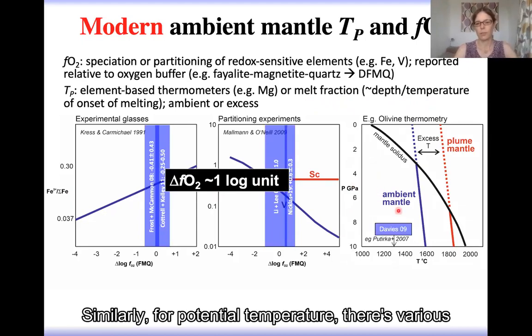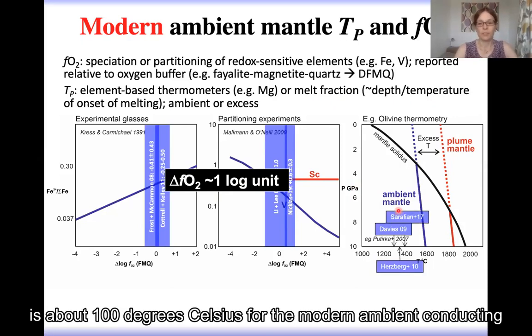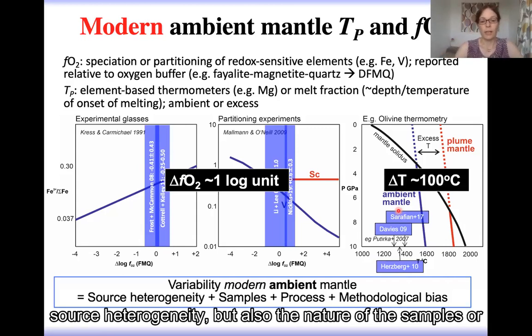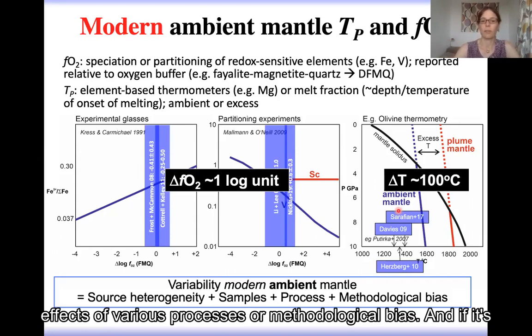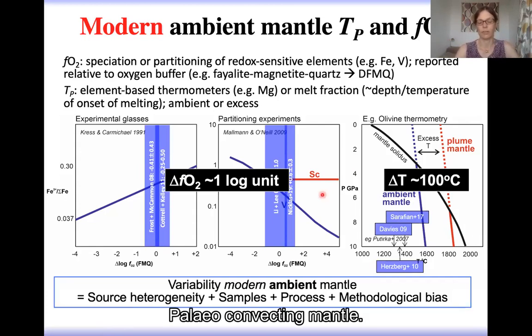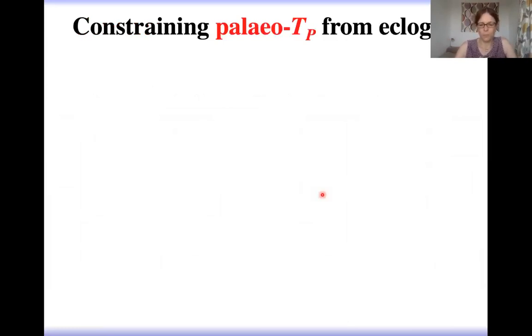Similarly, for potential temperature, there are various estimates, and the difference is about 100 degrees Celsius for the modern ambient convecting mantle. And so this variability might reflect true source heterogeneity, but also the nature of the samples or effects of various processes or methodological bias. And if it's true for the modern mantle, it's certainly true also for the paleoconvecting mantle. So what can we do to constrain TP from eclogite?